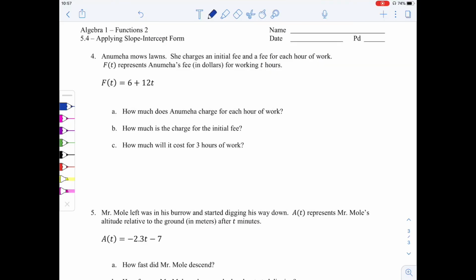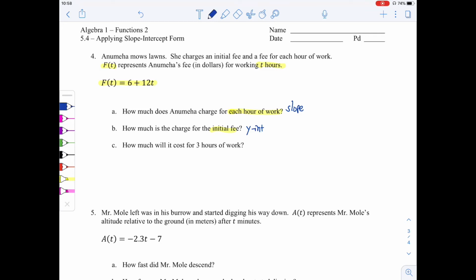Okay, number 4. Let's go. Anumeha mows lawns. He charges an initial fee and a fee for each hour of work. So I give you f(t) represents Anumeha's fee in dollars for working t hours. So here's our function. How much does Anumeha charge for each hour of work? And then what's the initial fee? So we can identify what this is. This is the slope, the rate of change. This is the y-intercept, the initial value.